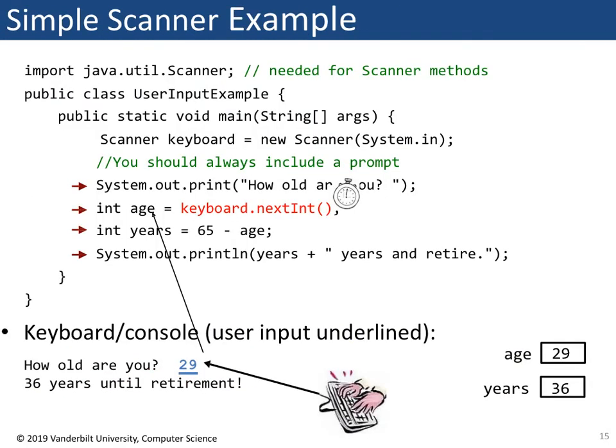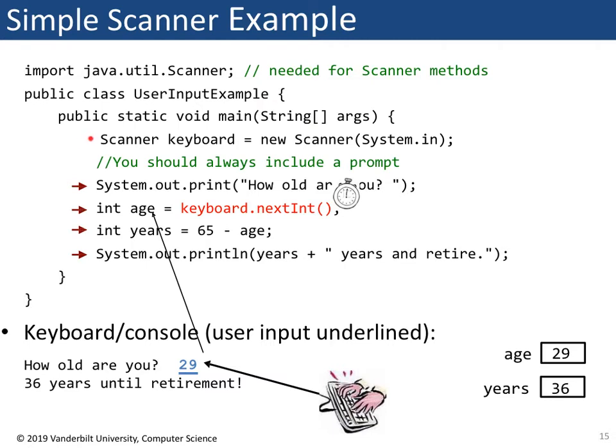So let's look at the execution of one more of these methods that is going to wait for a user to input something. So we have imported the scanner class. Notice we didn't do java.util.star, we did .Scanner, so we imported specifically the scanner class instead of importing all classes which are part of the utilities package. Then we have created a class called UserInputExample, and we have our main method heading.